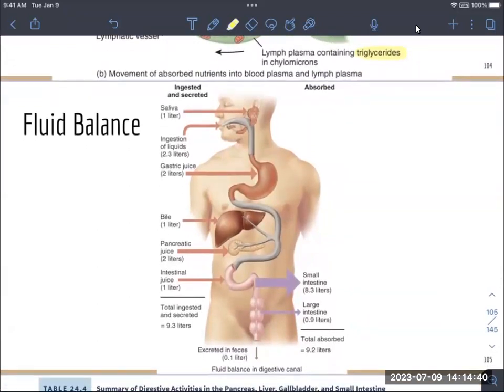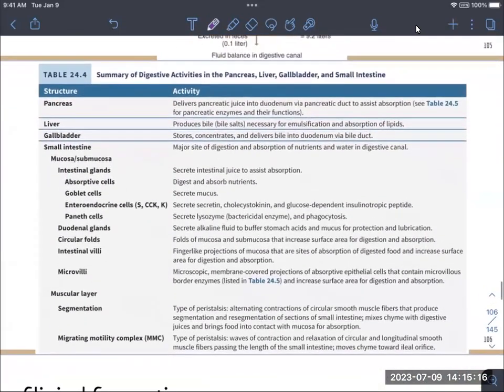So fluids. We secrete and absorb a lot of fluids. Most of the secretion happens from the mouth, the stomach, and into that first part of that small intestine. We absorb most of our liquids. We start at the small intestine and we finish it in the large intestine. So everything that happens between the pancreas, the liver, the gallbladder, and that small intestine is listed in this nice chart for you.